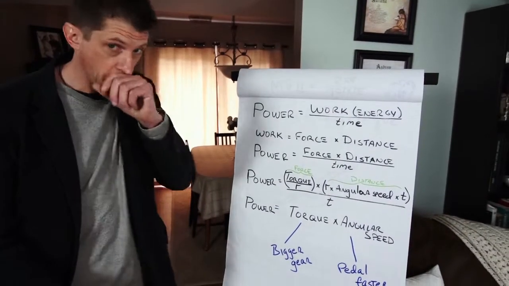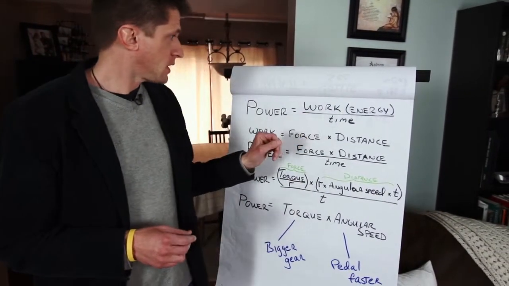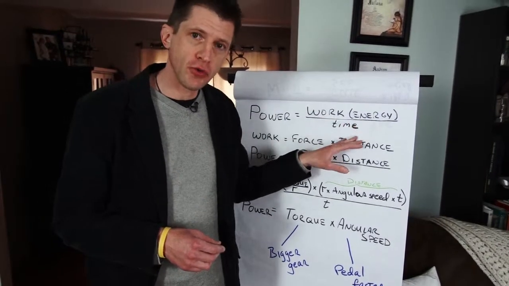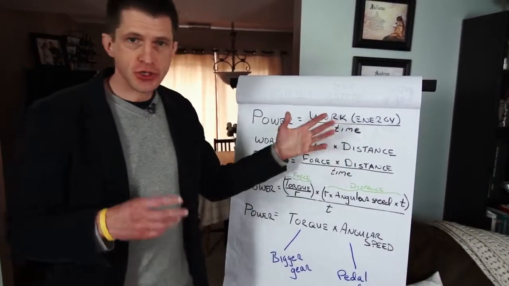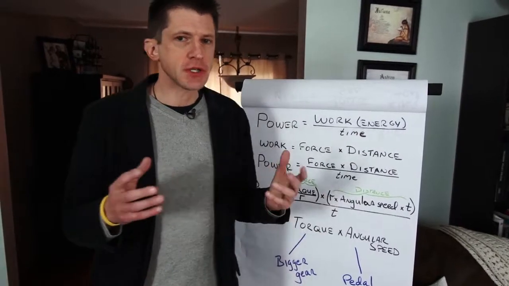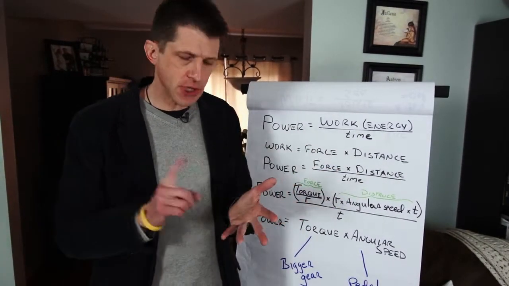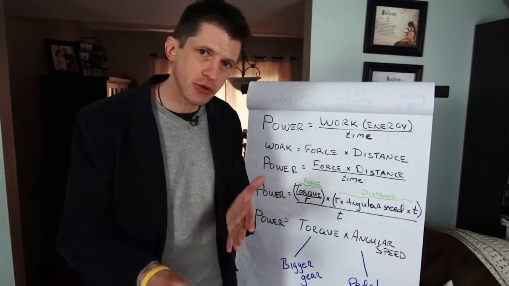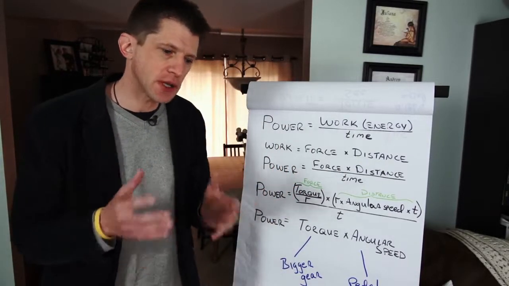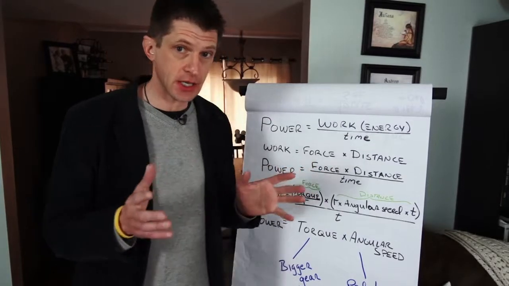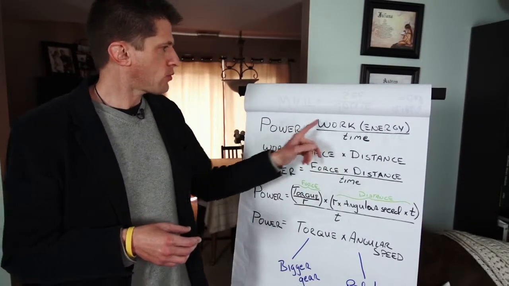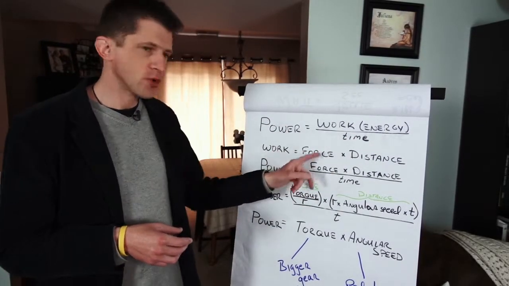So what is power? Power is a unit of work or energy over time. Work and energy are the same thing. Energy manifests itself in the world in a multitude of ways. We have potential energy, kinetic energy, thermal energy, electrical energy. The energy that we're talking about is the energy in motion, which is kinetic energy. Power is work or energy over time, and work is force times distance.